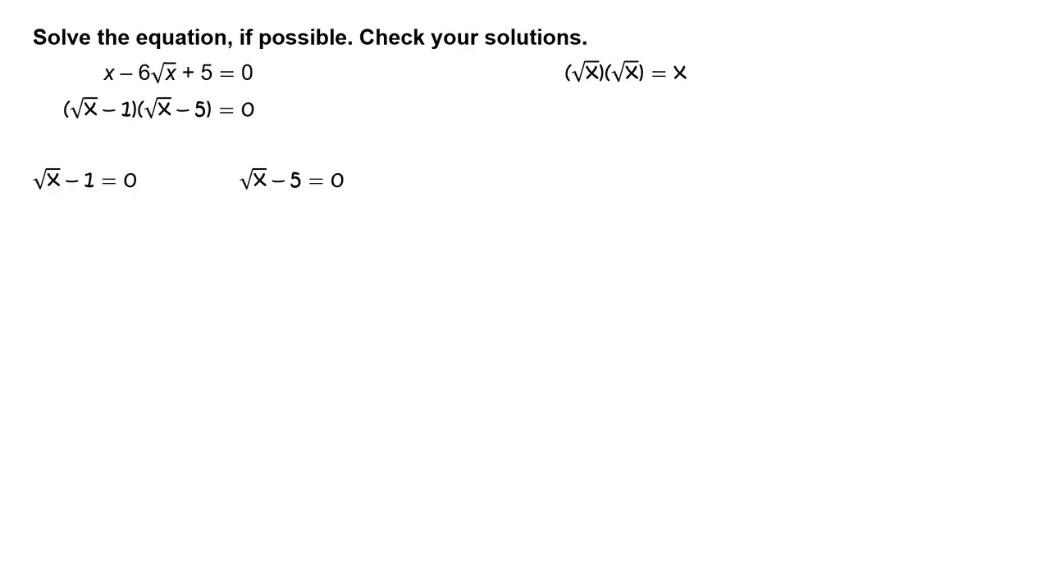Next, set each factor equal to 0. You have √x - 1 = 0. Add 1 to each side of the equation, then square each side of the equation. You find that x is equal to 1.